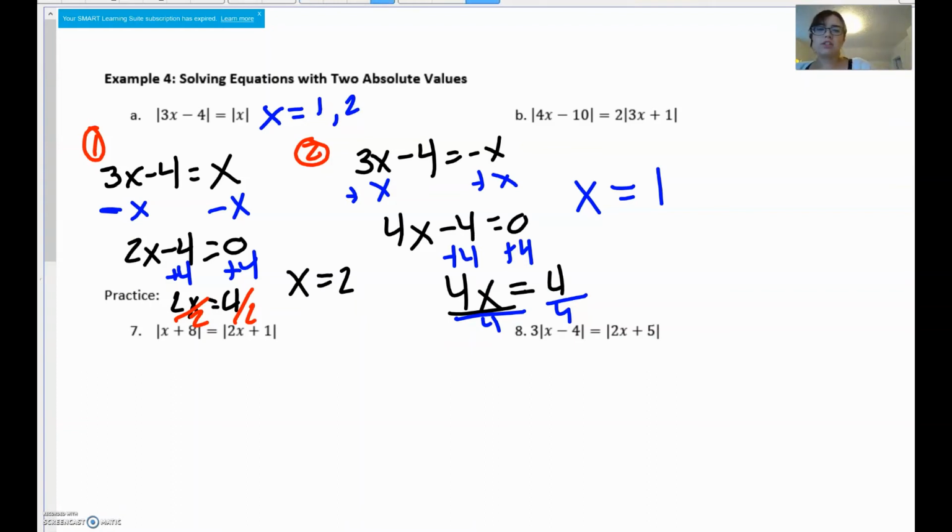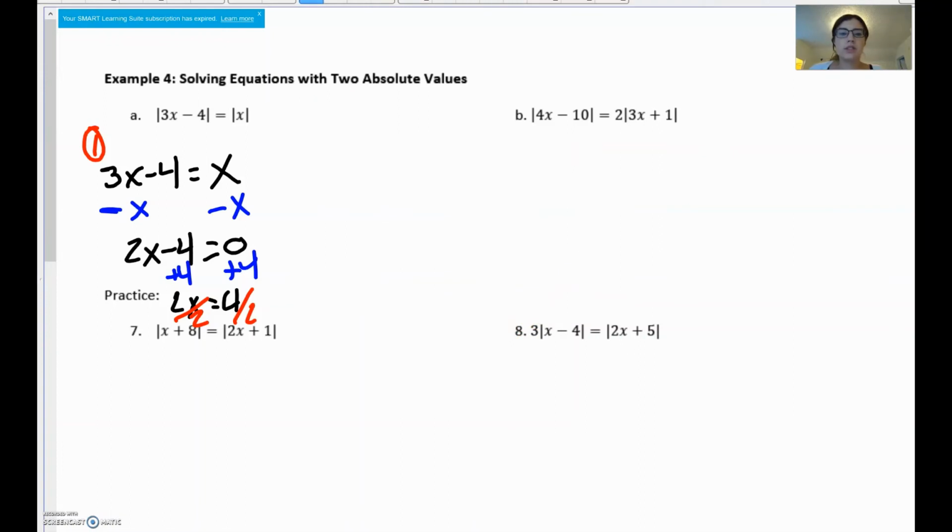And you guys can always check those by just plugging them back into the equation. So we use 1, 3 times 1 is 3, 3 minus 4 is negative 1. The absolute value of negative 1 equals the absolute value of 1, which is just 1. Alright, I have to erase this to make some room. So I had to erase everything, and we're going to move on to example B.